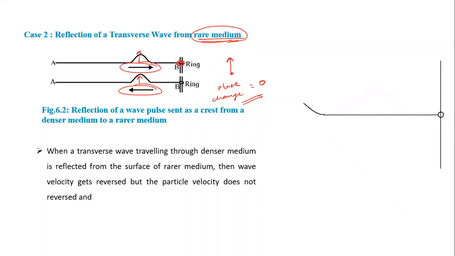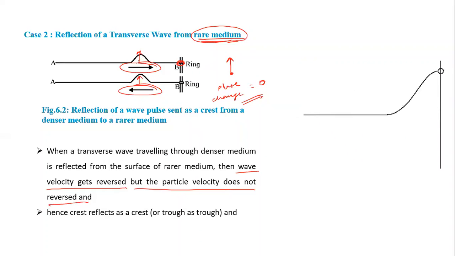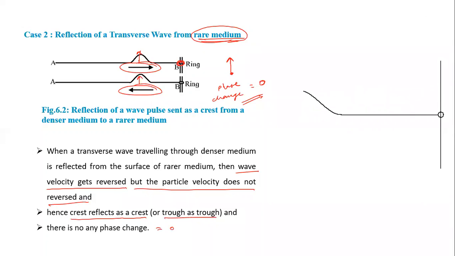You can see here, the wave velocity gets reversed, but the particle velocity does not reverse. This is the conclusion. A crest is reflected as a crest and a trough as a trough. There is no phase change. So phase change is equal to 0 degrees, or 0 radians, you can say.